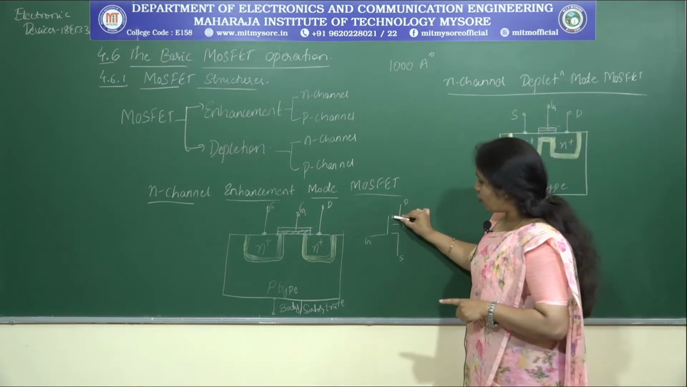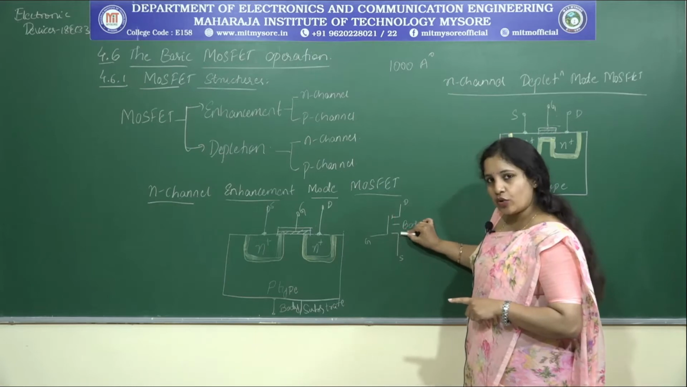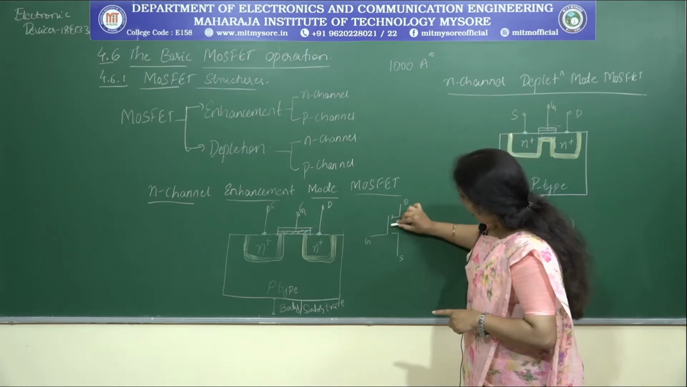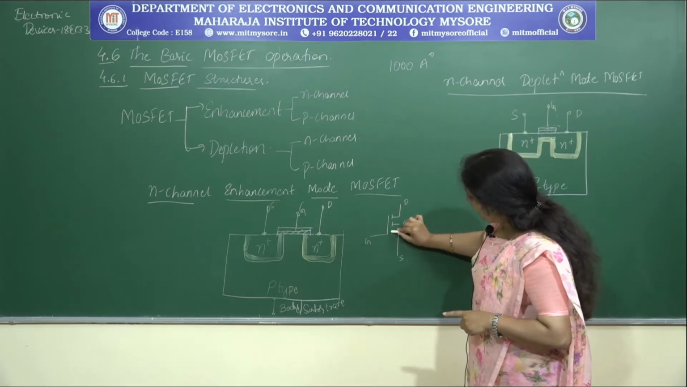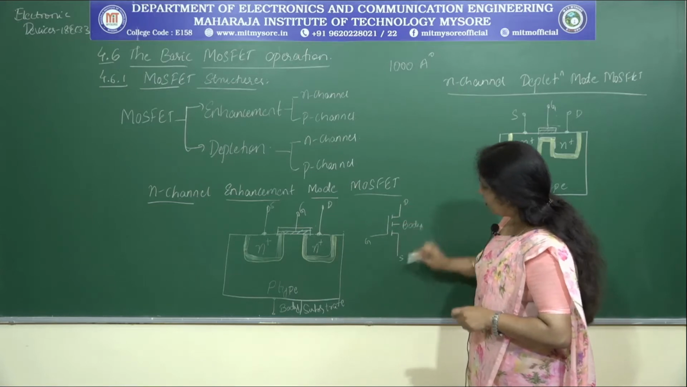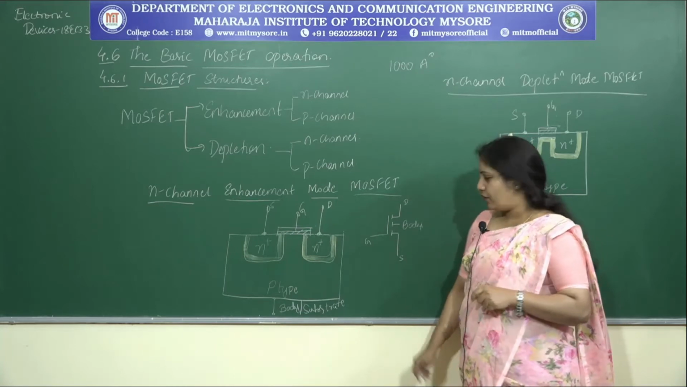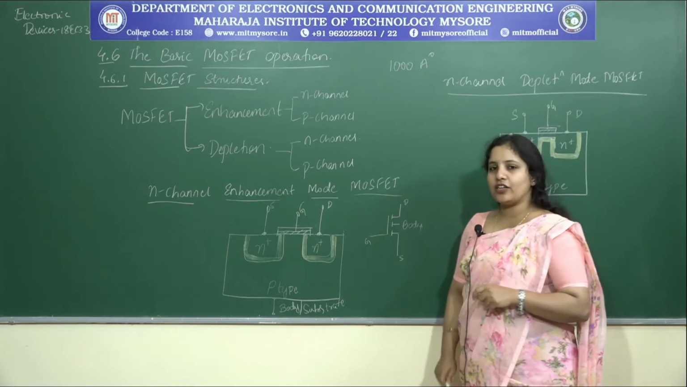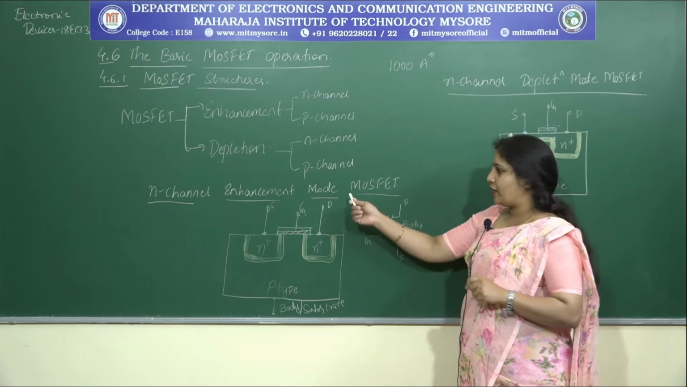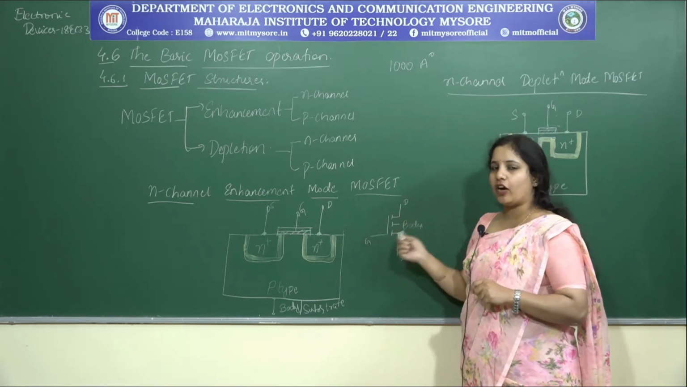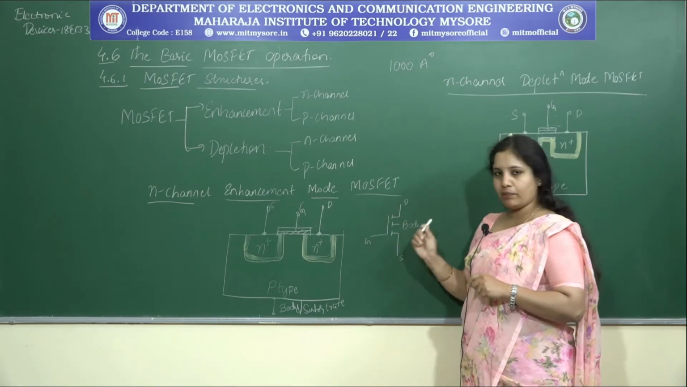Therefore, since there is no path between the drain and the source at 0 potential of the gate, I need to write down discrete lines, that is separate lines for the source, body and the drain. The gap indicates there is no channel present, and that is how you can make out this is an enhancement mode symbol.